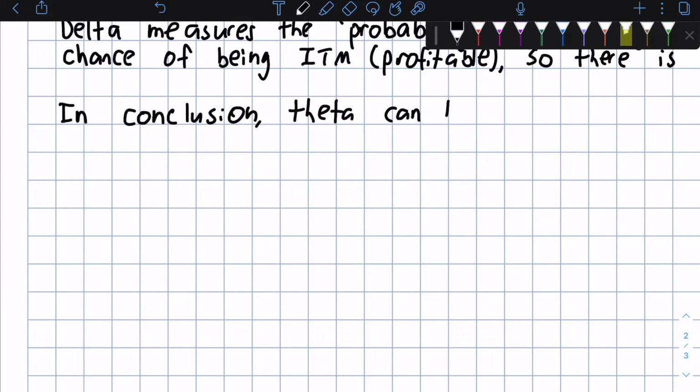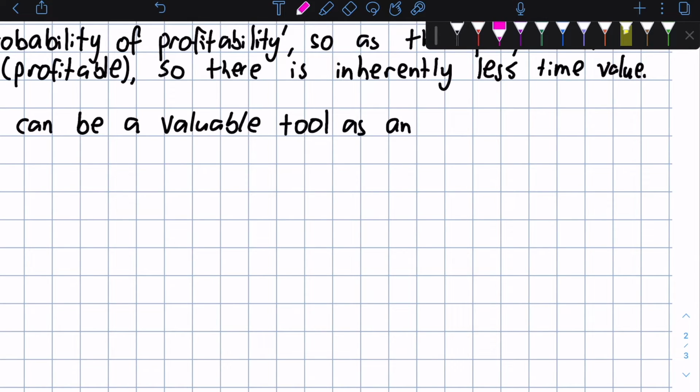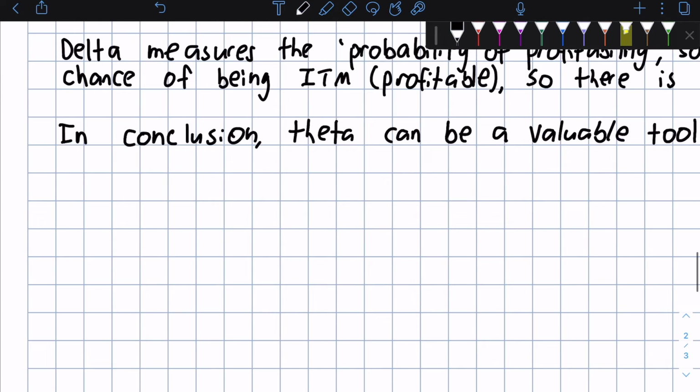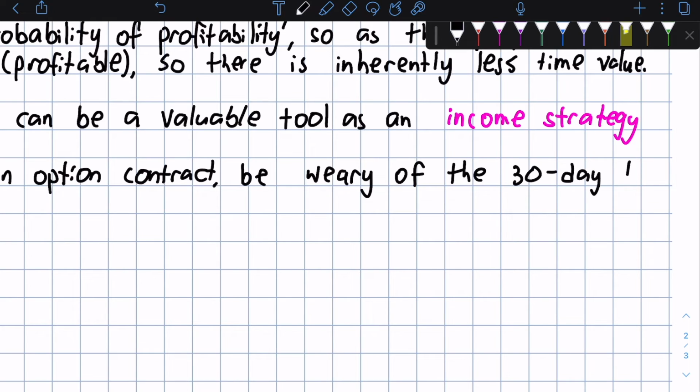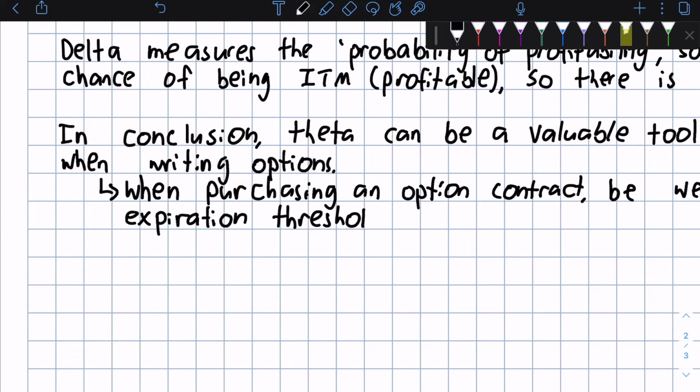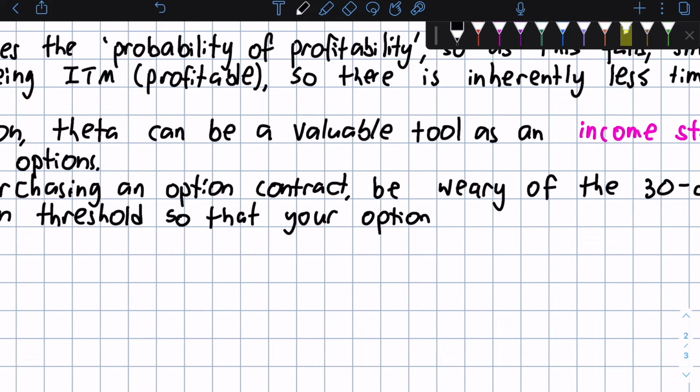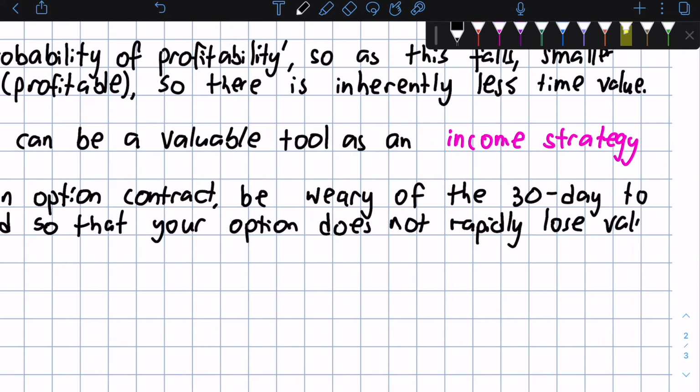So in conclusion then, theta can be a valuable tool as an income strategy when you write options or sell them. But when you're purchasing an option contract, it's important to be wary of the 30-day to expiration threshold that's historically known for an option to lose its time value very rapidly.